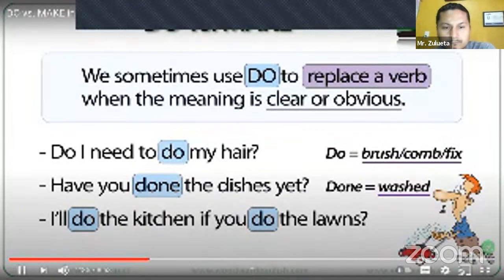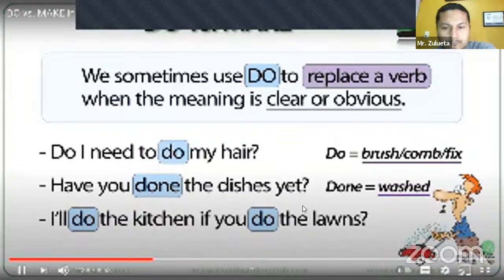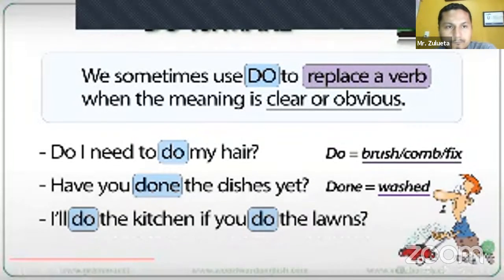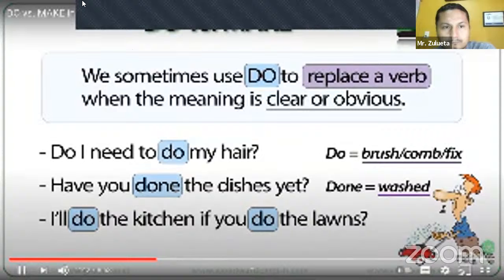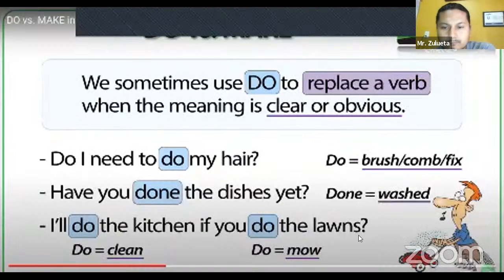I'll do the kitchen if you do the lawns. What does do mean in each of these cases? The first do most likely refers to cleaning the kitchen. The second do most likely refers to mowing the lawns. The cartoon shows a picture of someone mowing the lawns.